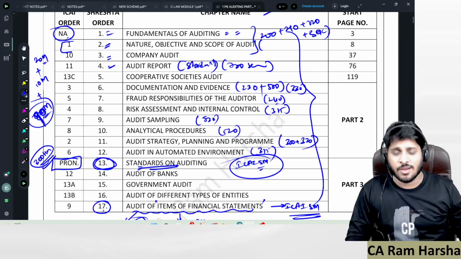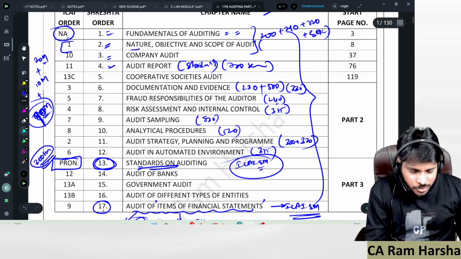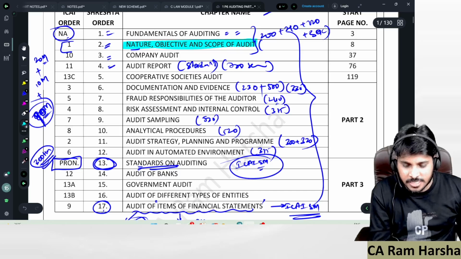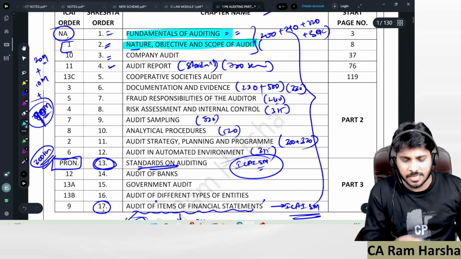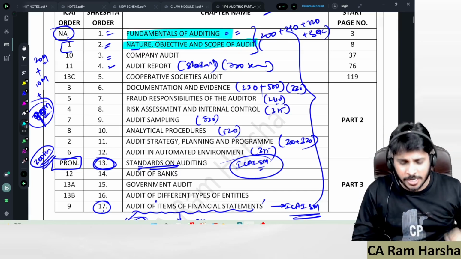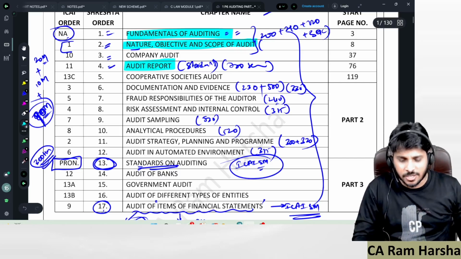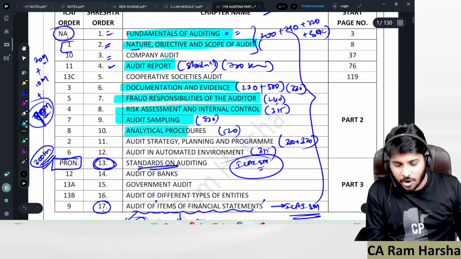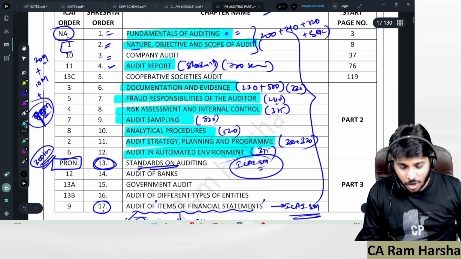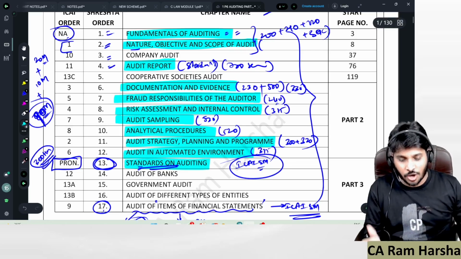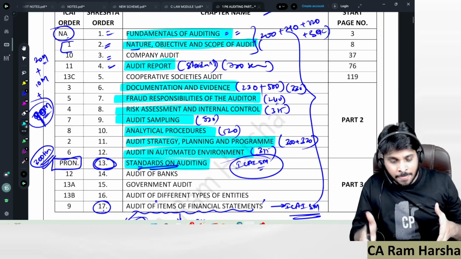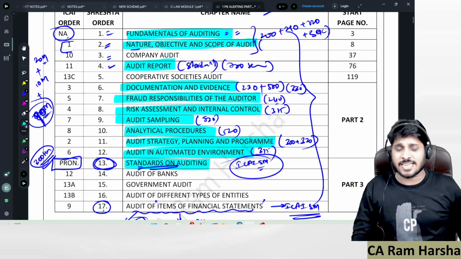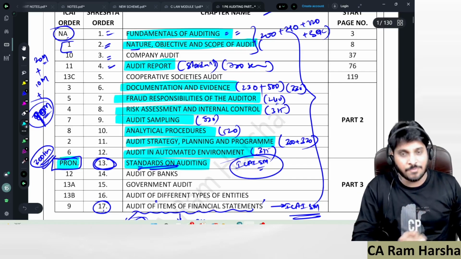Wrong. Why? Every chapter, you see, nature, objective and scope, this is a standard. Fundamentals is nothing but taken from standards on audit. Audit report is taken from standards on audit. Documentation and evidence, standards. Fraud is a standard. Risk assessment, standard. Audit sampling, analytical procedures, sampling and strategy, automated environment, all standards on audit. Whatever I have highlighted in color is completely taken from the standards pronouncement book itself.